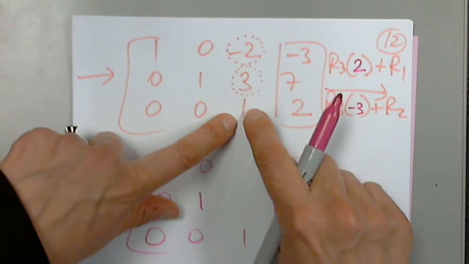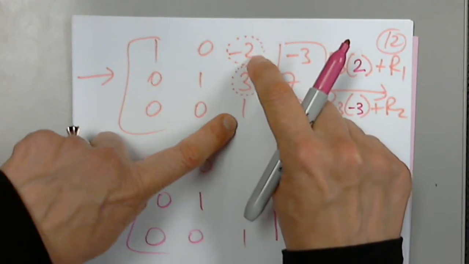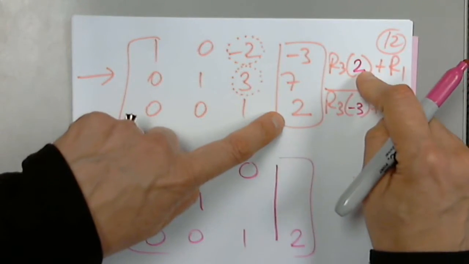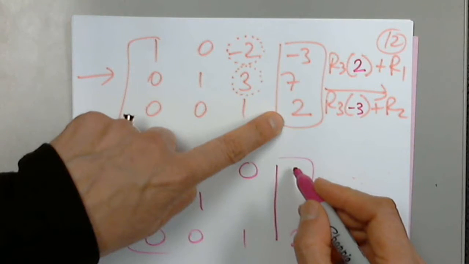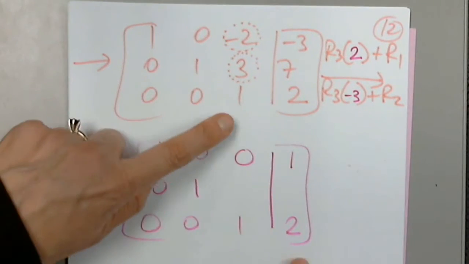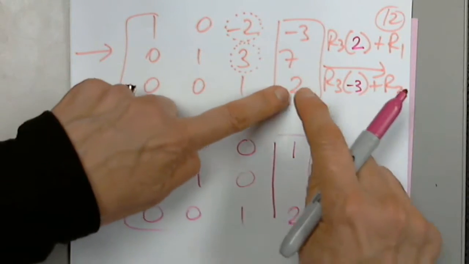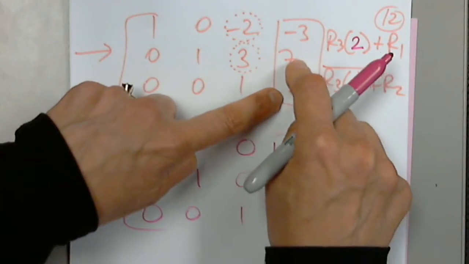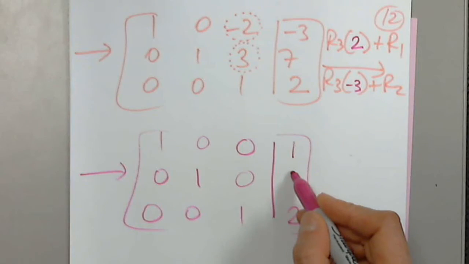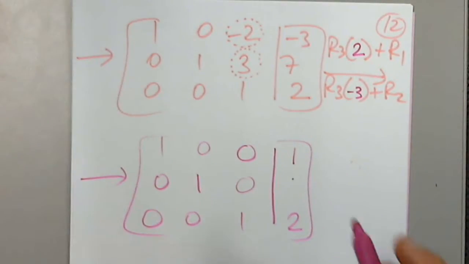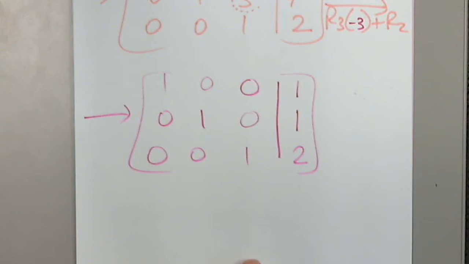Okay. 1 times 2 minus 2. 2 times 2 minus 3. 1. Perfect. 1 times negative 3 plus 3. Sorry. 2 times negative 3 plus 7. -1. 2 times negative 3 plus 7. 1. I don't know if this is true. There are so many steps. I could have made an error anywhere.